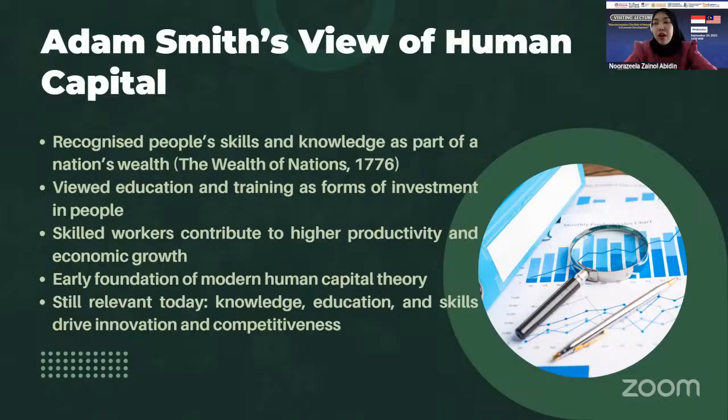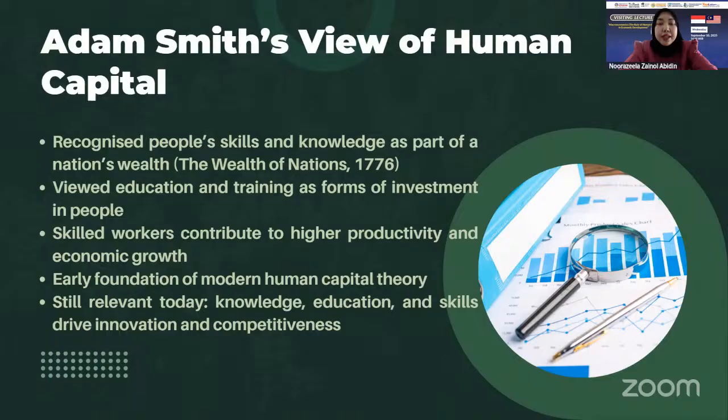In The Wealth of Nations, 1776, he argued that the acquired ability and skill of workers should be considered part of the national wealth, just like land, machinery, or money. He viewed education and training as investment. They require time and resources, but generate returns through higher productivity. For Smith, skilled workers are more valuable because they contribute to greater efficiency, better quality output, and overall economic prosperity.